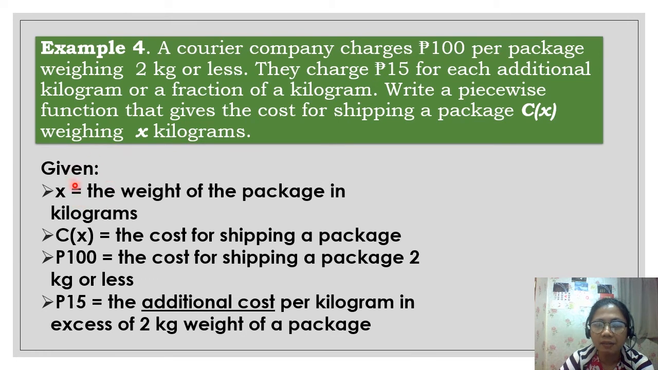Let's have the given first. X is equal to the weight of the package in kilograms. C of x, that is the cost for shipping a package. 100 pesos, that is the cost for shipping a package 2 kilograms or less. 15 pesos, this is the additional cost per kilogram in excess of 2 kilograms weight of a package.